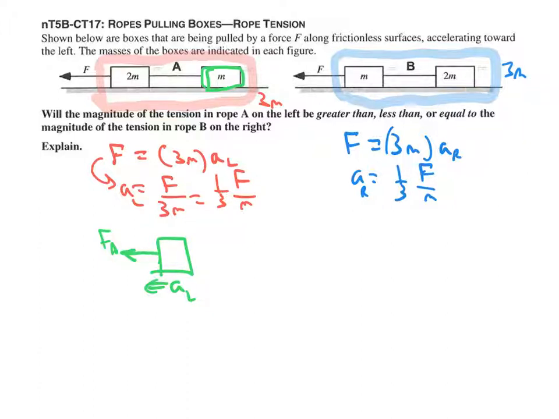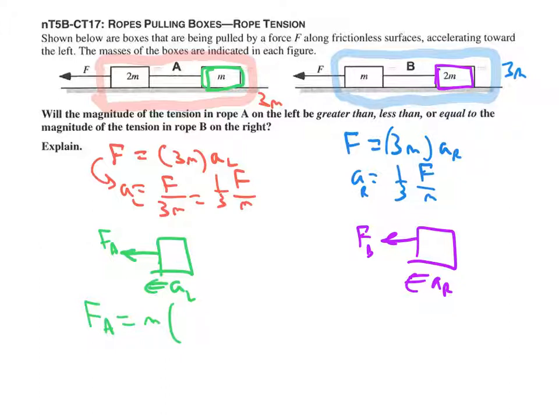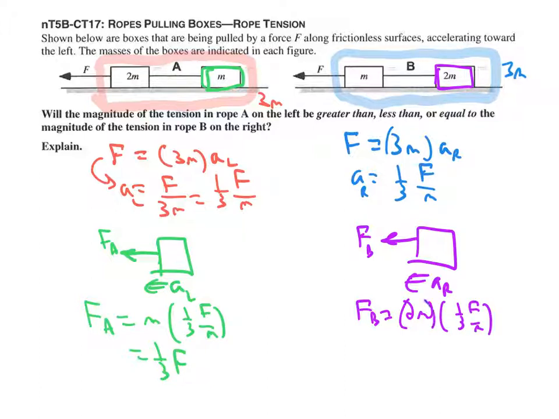And analogously, I'm going to take this box and draw its free body diagram, and there'll be a force F_B pulling over, and it has an acceleration A_R. So now I can say, okay, well, F_A will be the mass of the green box, which is m, times the acceleration, which is 1/3 F over m, or 1/3 the original force F. Whereas here we'll have F_B equals, now this mass is 2m, times the acceleration, which is 1/3 F over m. And we see that becomes 2/3 F.